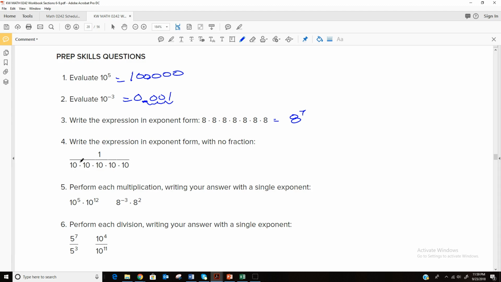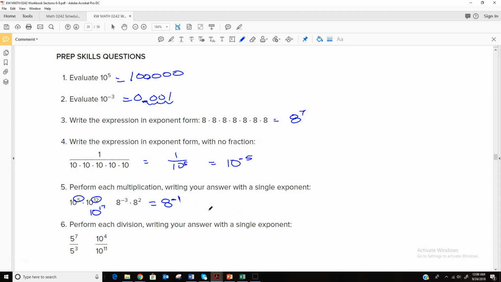In this case, 1 over 10 times 10 times 10 times 10 times 10 is 1 over 10 to the 5th, and we said when that is on the bottom like that, I could rewrite that as 10 to the negative 5. When we multiply, we determined that we could add the exponents, so 10 to the 5th times 10 to the 12th would be the same as 10 to the 17th, and 8 to the negative 3 times 8 squared, if I add those, I end up with 8 to the negative 1.